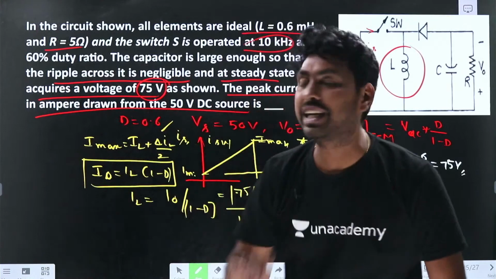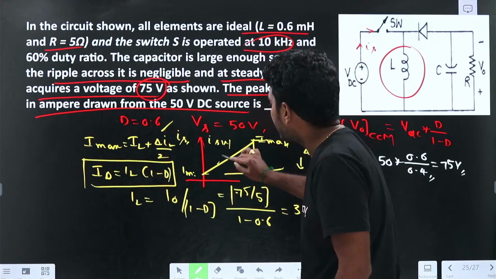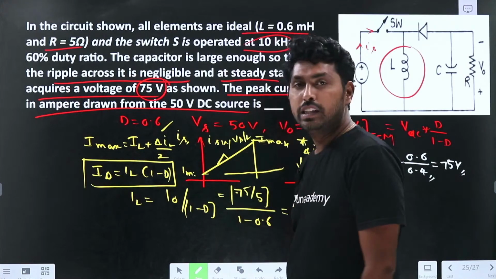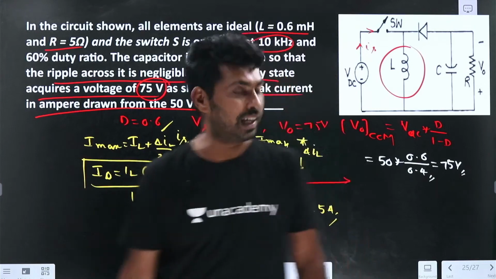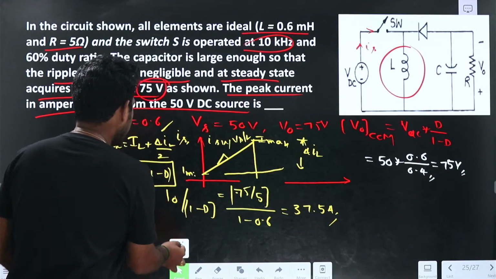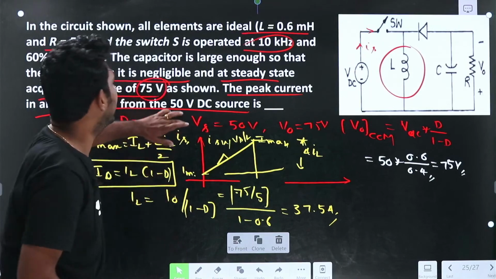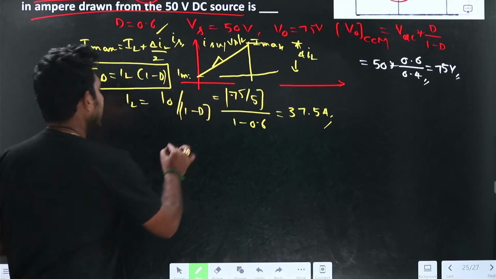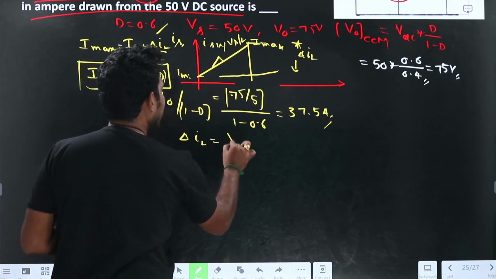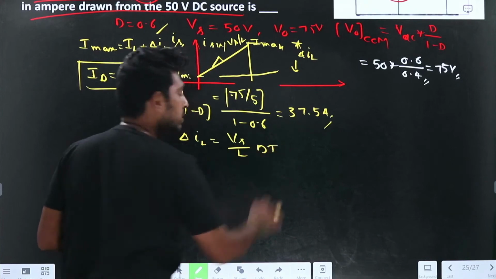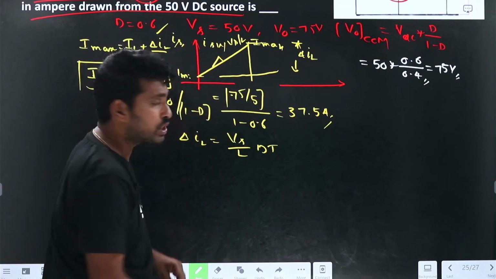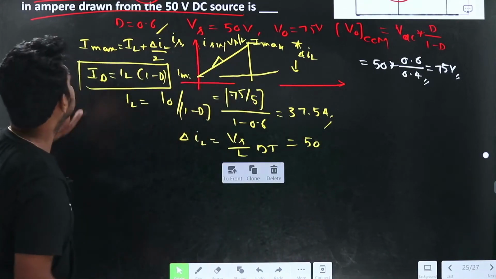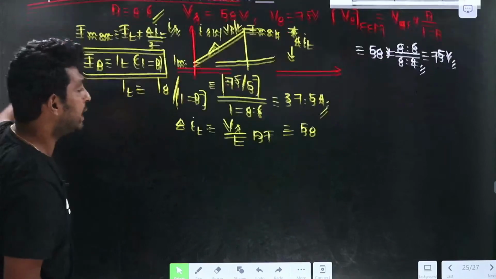Now we need to find delta IL. How can I find delta IL? I need to know the slope. The slope will be Vs by L, so Vs by L into dT is delta IL. From this line only you can find delta IL equals Vs by L into dT. The Vs value is given as 50 volts, and what is the L value they have given? L is given as 0.6 millihenry.